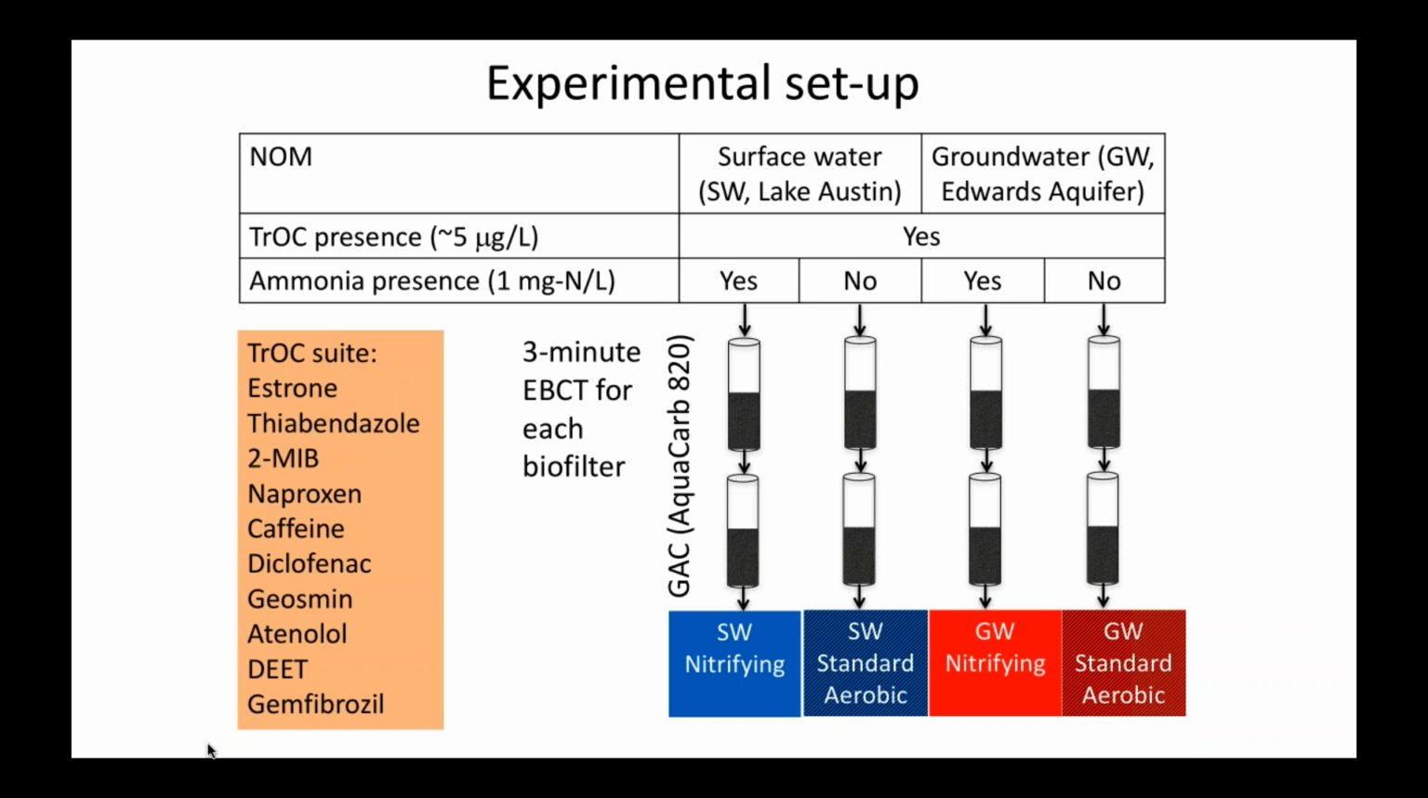And so now I'm going to tell you about the 4 different feeds into the different trains. So for the source of NOM, the natural organic matter, 2 of the feeds were surface water and the other 2 were groundwater.